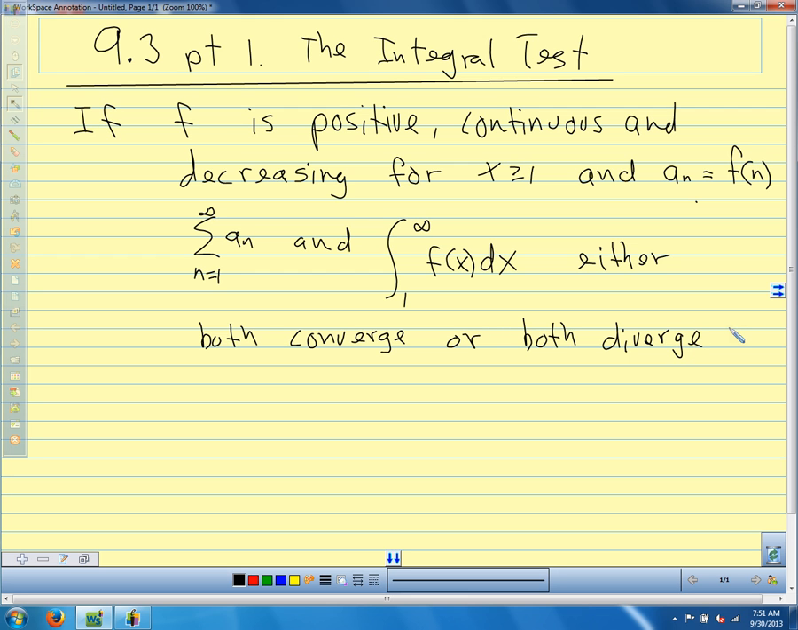So what we're doing here is we're relating the terms of our sequence to a function. We want our function to be positive, continuous, and decreasing. Then we can evaluate this improper integral. If the improper integral converges, then our series is going to converge. If the improper integral diverges, then our series is going to diverge.